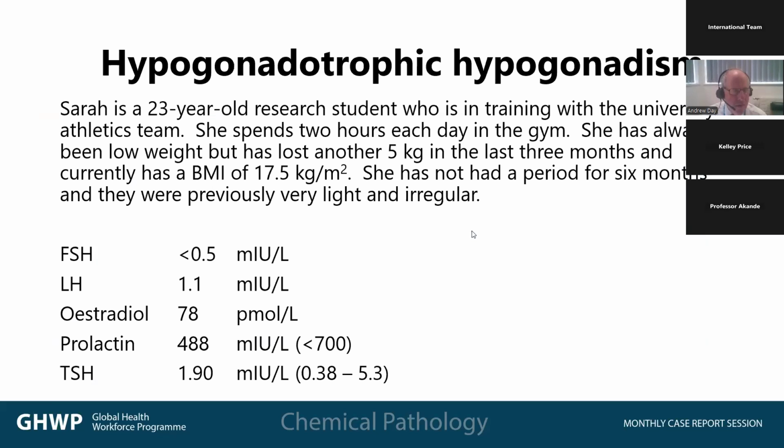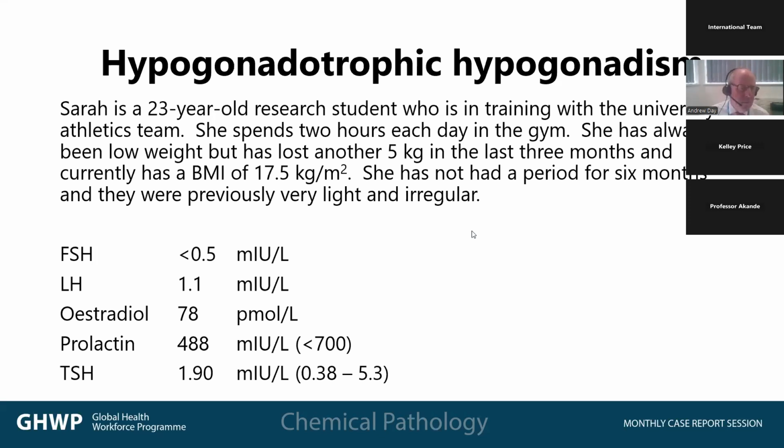So this is Sarah, who's a 23-year-old research student who's in training with the university athletics team. She spends 2 hours each day in the gym. She's always been at quite a low weight, but she's lost another 5 kilos in the last 3 months, and currently has a BMI of 17.5, so that's low. She's not had a period for 6 months, and they were previously very light and irregular.